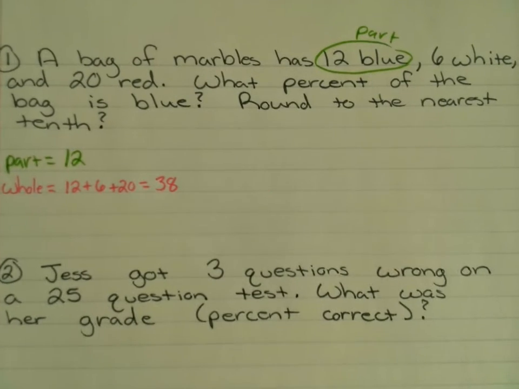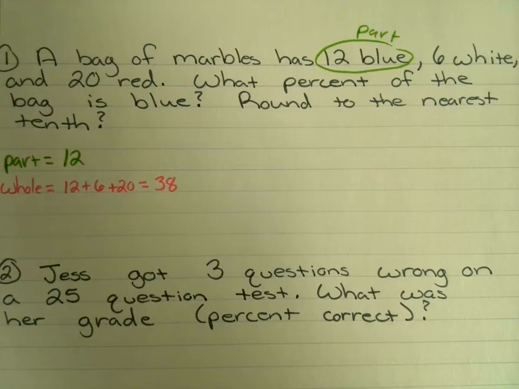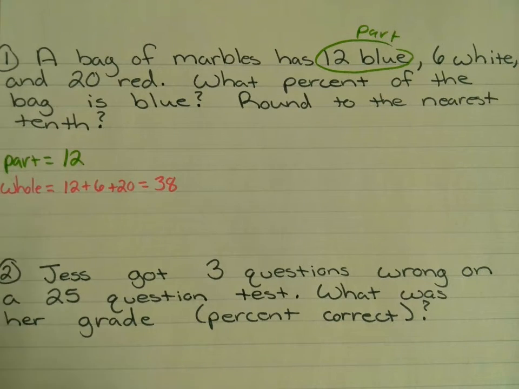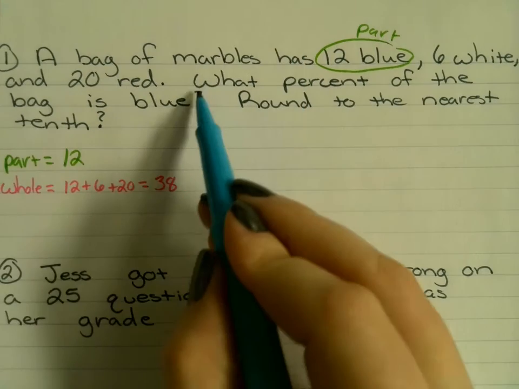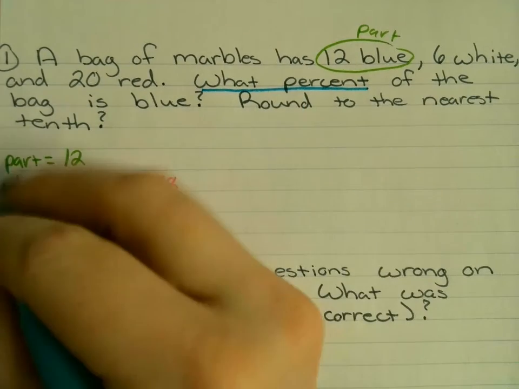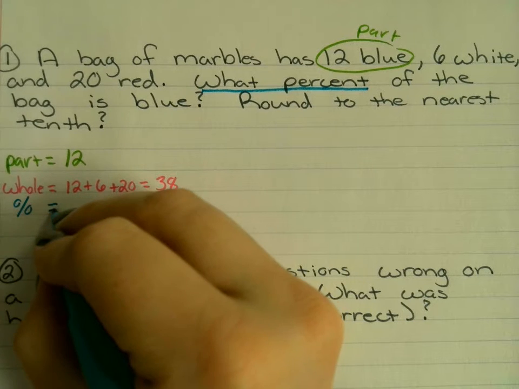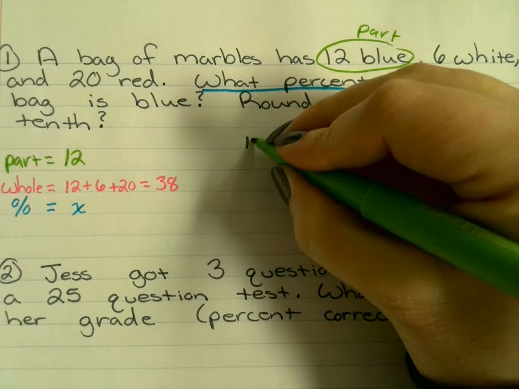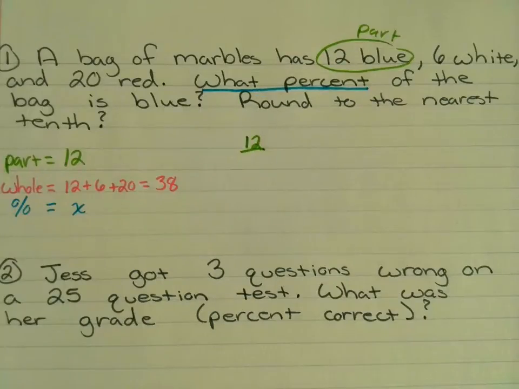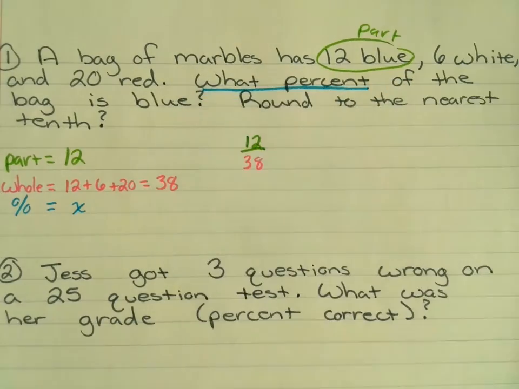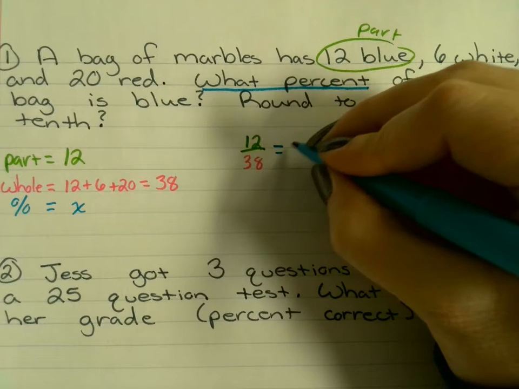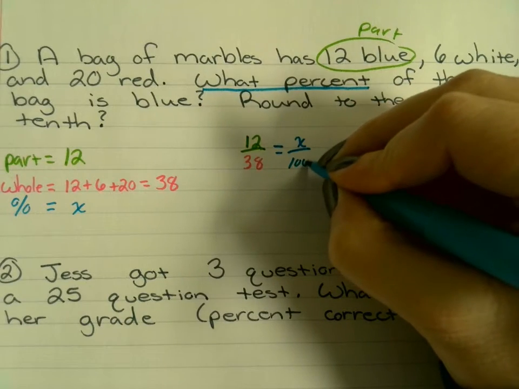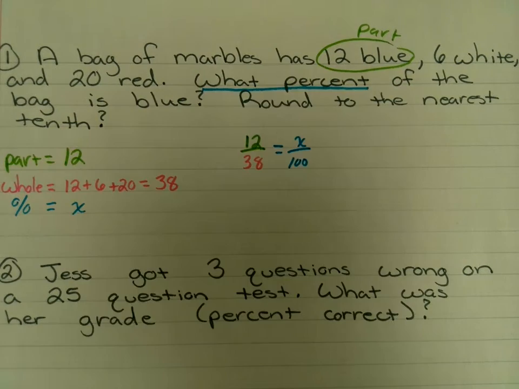Now the percentage, that is what is missing because that's what we are trying to figure out. We want to know what percent. So since the question is saying what percent, the percent is the value that is going to be our variable. So we're going to go ahead and put an X there. So now we set it up. Remember, the setup is part over whole equals percent over 100. So we're going to set it up as 12 over 38 is equal to X over 100.